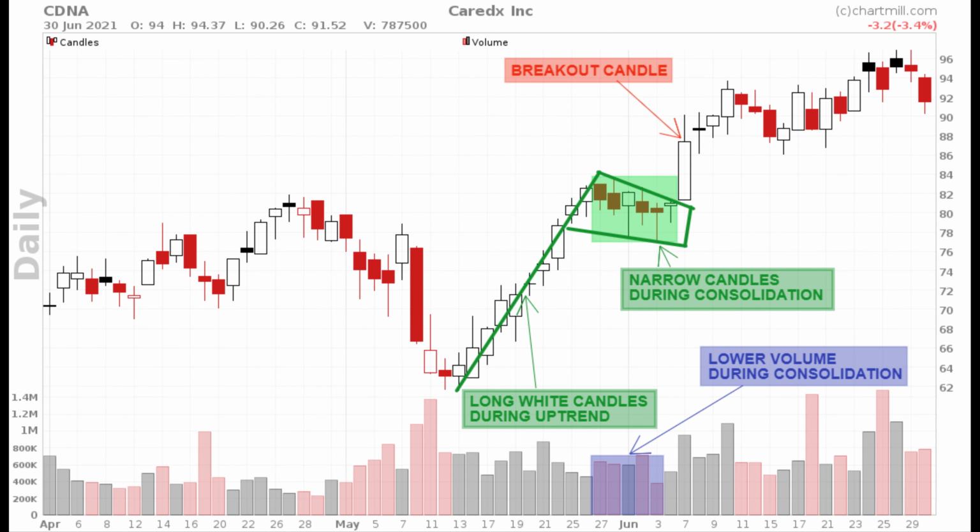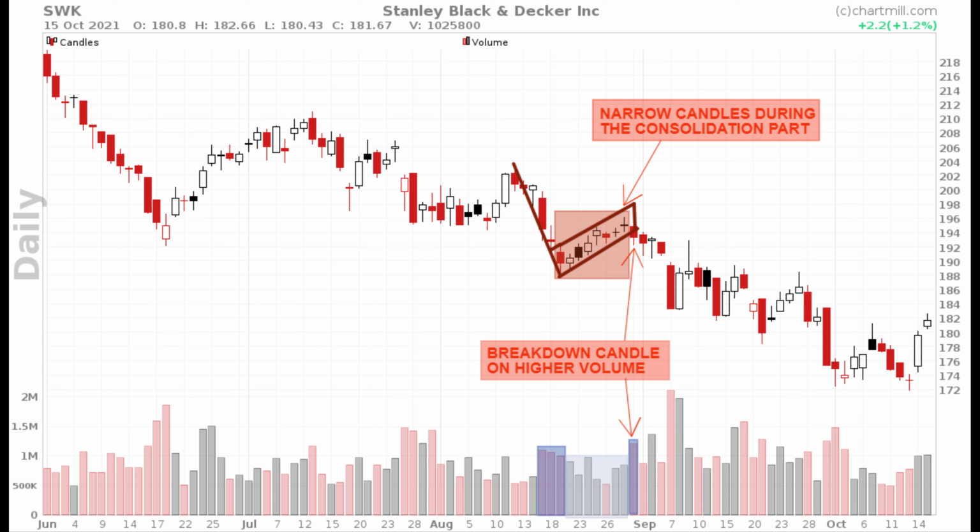Let's take another look at an example for Carat X. Again, long white candles and rising volume during the preceding uptrend, narrowing candles on lower volume during the consolidation phase, and finally a volume spike at the moment price breaks out of the flag pattern. As for a bearish flag pattern, the same principles remain valid. See this example of a bearish flag pattern in Stanley Black & Decker. Narrowing candles during the consolidation and a clear volume spike during the breakdown candle.